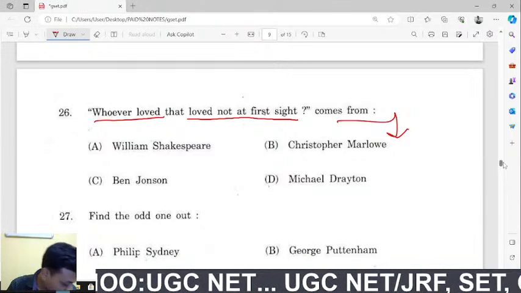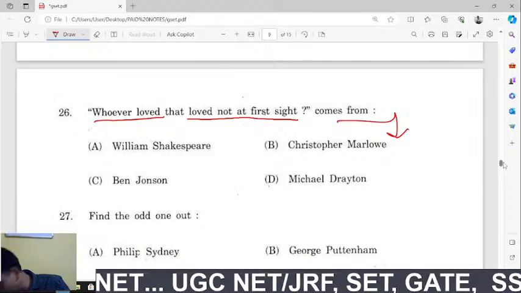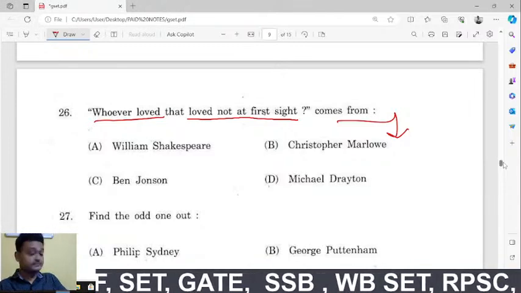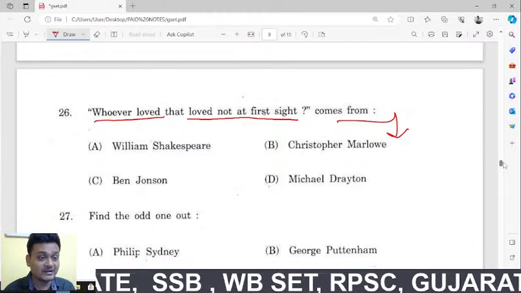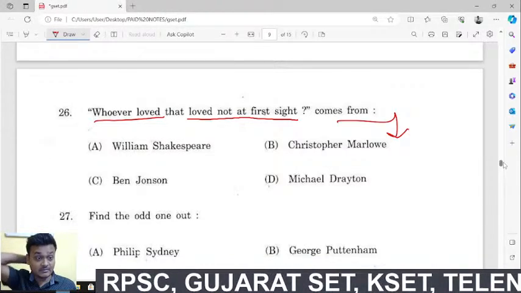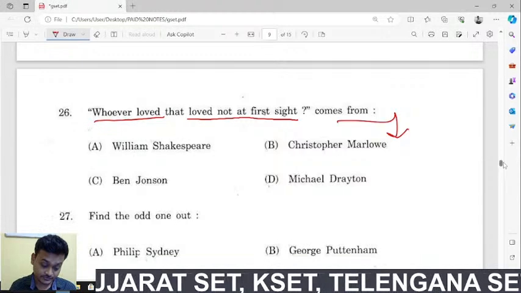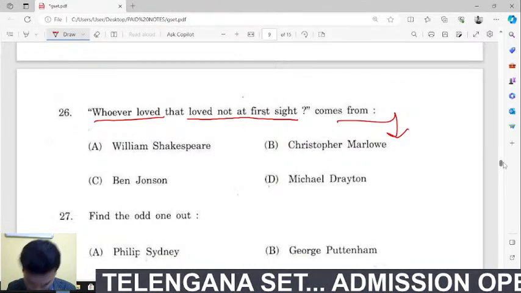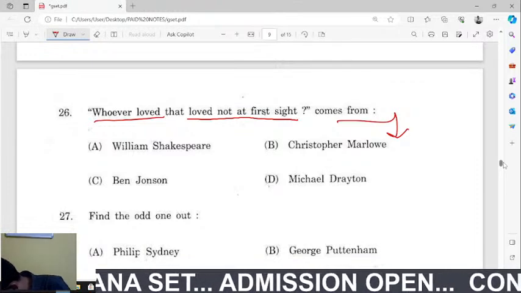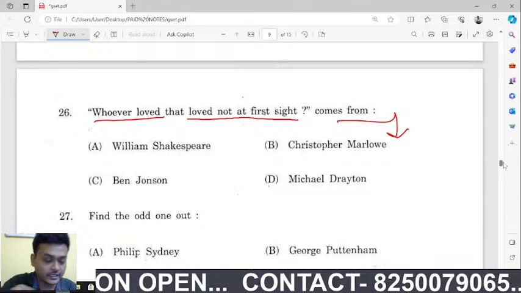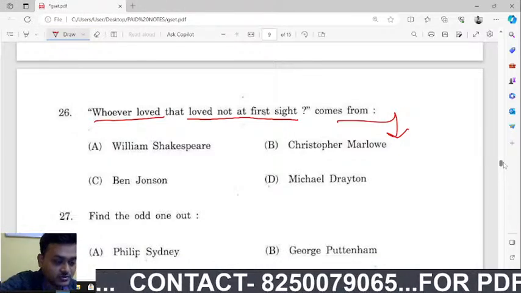Actually, these mosquitoes are bothering me. Whoever loved that loved not at first sight. William Shakespeare, Christopher Marlowe, Ben Jonson, and Michael Drayton. I have not worn my spectacles actually. Sorry.